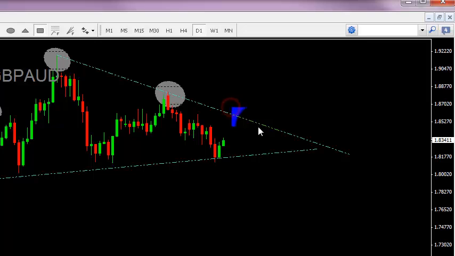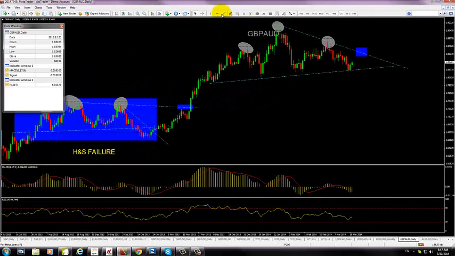If the market is going to come back and test the trend line again and give me some buying signal, I would expect the market then to reach at least the previous high. Because, as I said, head and shoulder failures are leading to a very strong move.